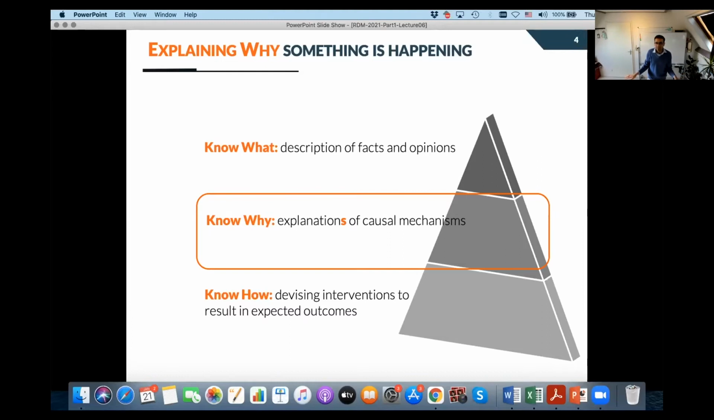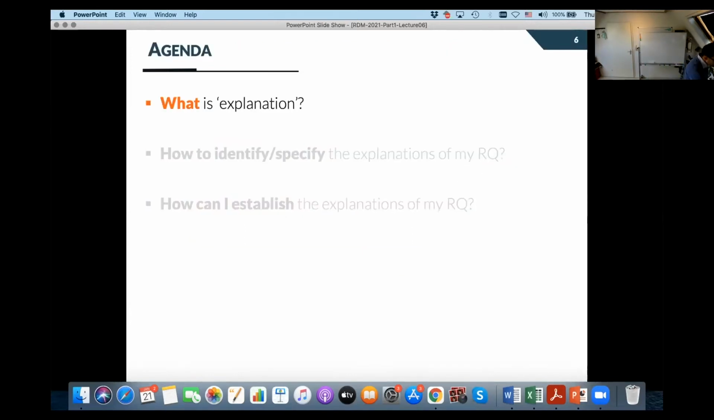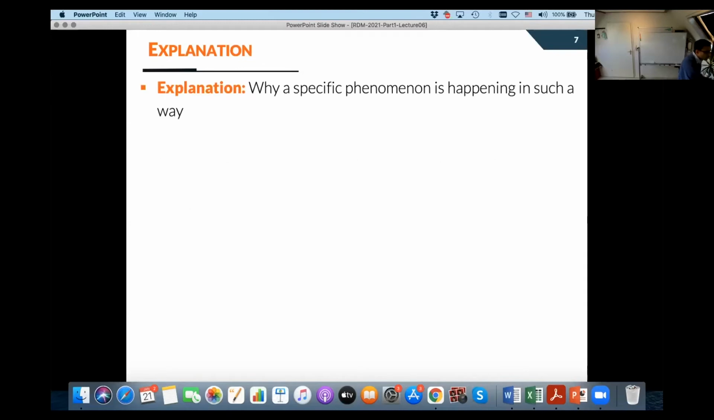That's always the case. Any specific finding, even one case, you can have multiple explanations. Some of them might be rival explanations that you rule out. Even those that remain might be multiple ones. So let's first talk about what is explanation. Explanation is just talking about why certain things happen in that way.